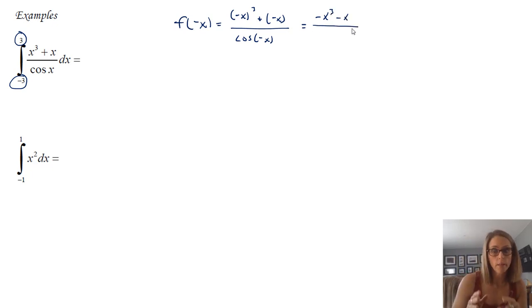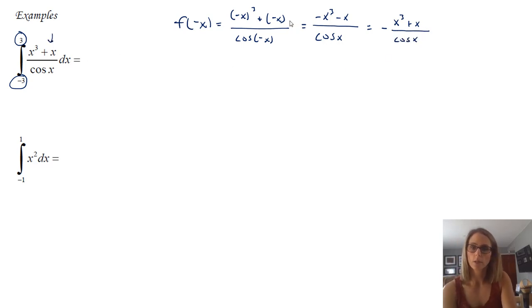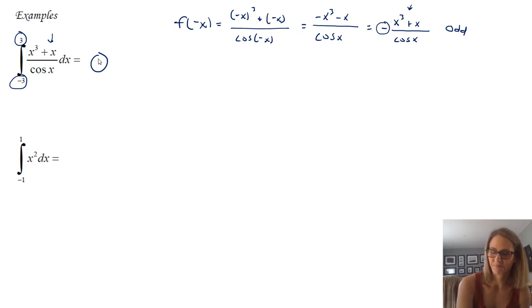But cosine is an even function. So cosine -x is just cosine x because of the symmetry of cosine. And we can pull out that negative from the numerator to get x cubed plus x divided by cosine x. And we see that our original function and our function with -x are just differing by a negative. So that's what tells us that that function is odd. And then we can say that the area there is 0.